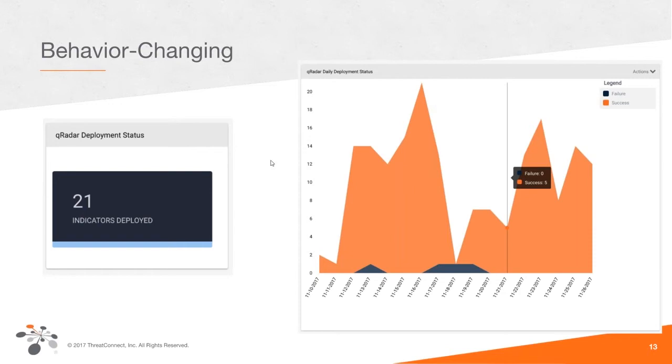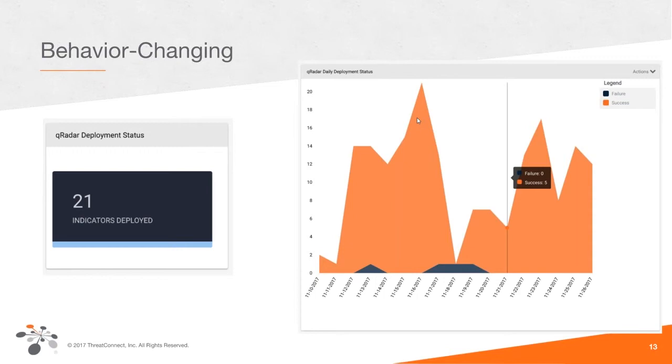So I can see that this 21 was actually a high point for the month. So maybe there's a lot of activity there. Not only can I see the number of successful deployments, I can also see the number of failed deployments. So if I asked you, what would you do differently if you saw that there were 20 failed indicator deployments?